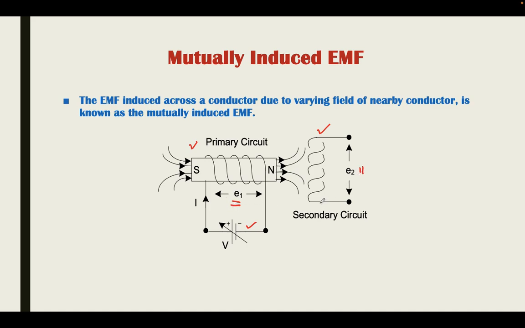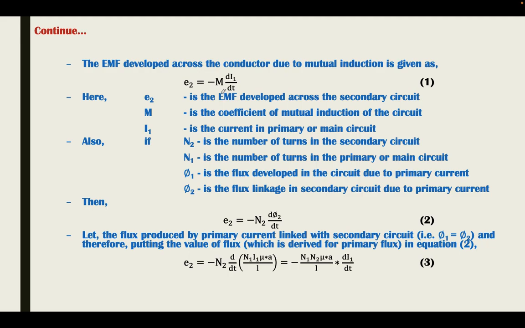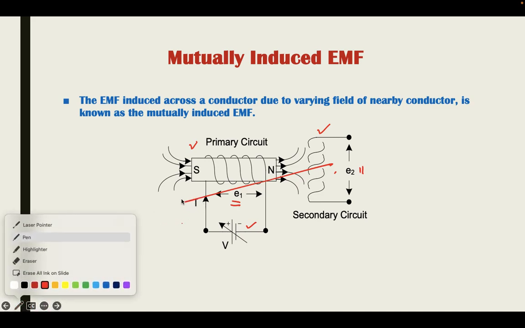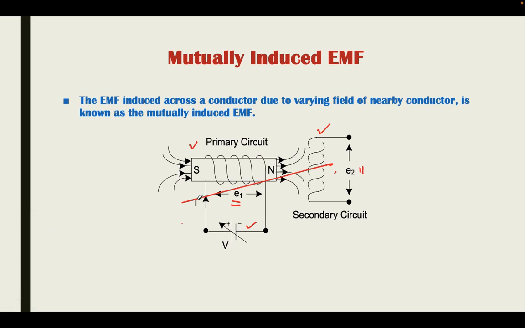In case of self-induced EMF, we know E is equal to minus N d phi by dt or minus L di by dt, whereas in case of mutually induced EMF, L is replaced by M and the current is I1, because the EMF developed in this coil is because of the current in this coil. Let this current be I1, and considering this I1 current, we can find the rate of change of flux.